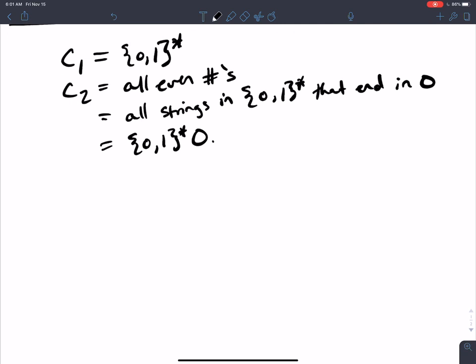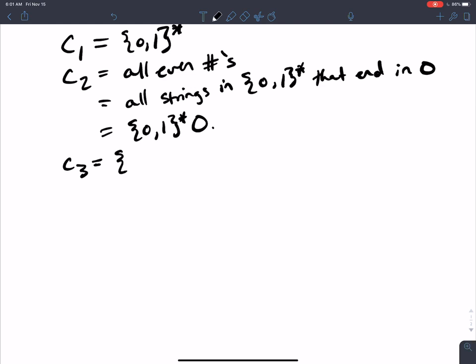So those two are easy, but C3 is where it gets a little interesting. Let's look at some strings that are in C3. Anything with 0 in it is just all zeros, because it's a multiple of 3. Then let's look at 3. That's 1, 1 in binary. And 6 would be 1, 1, 0. 9 would be 1, 0, 0, 1. And we can keep going on like this.